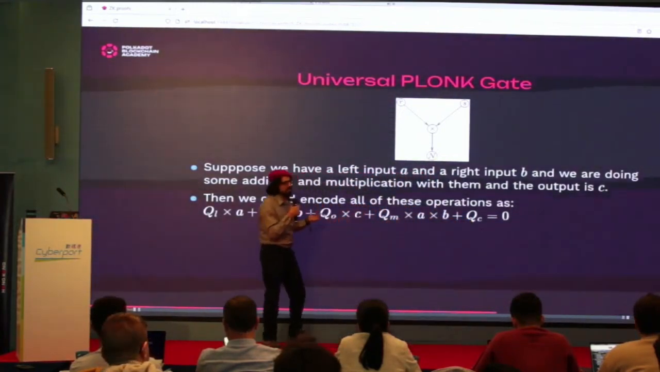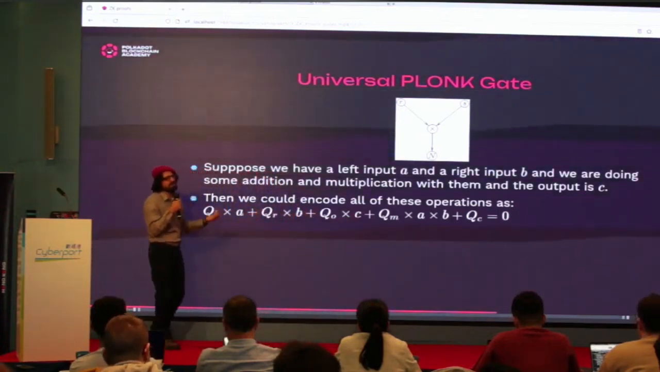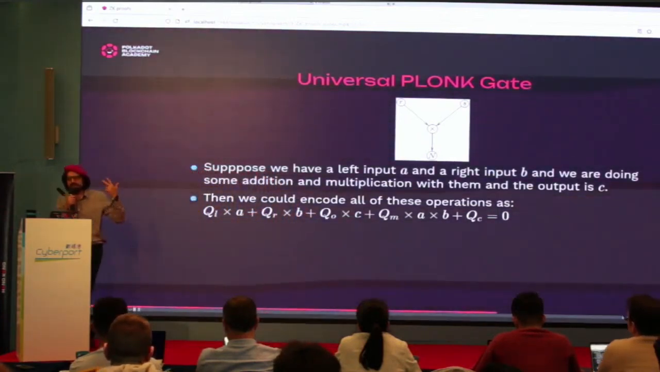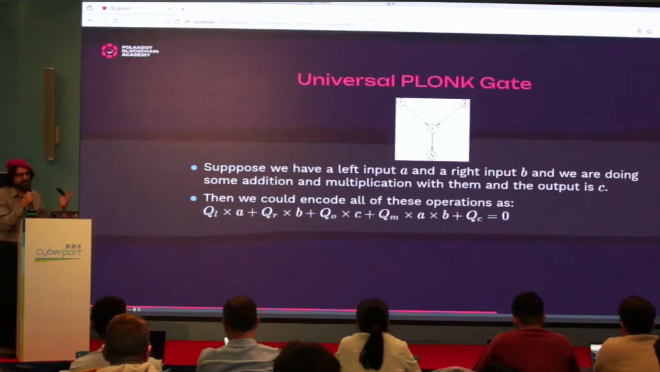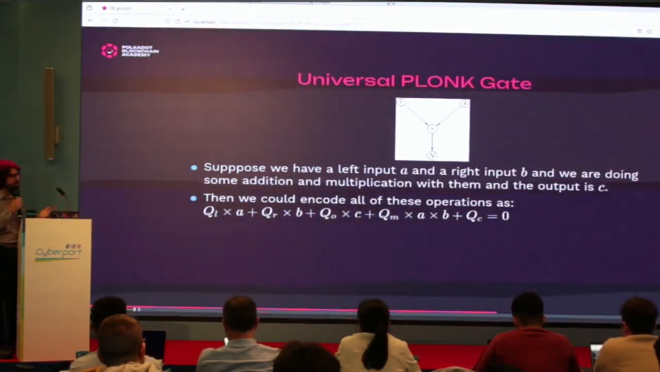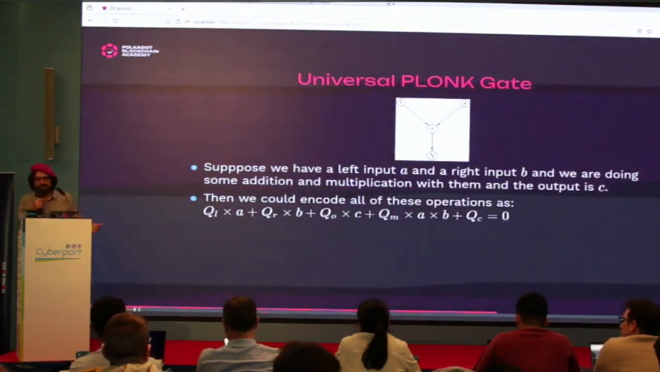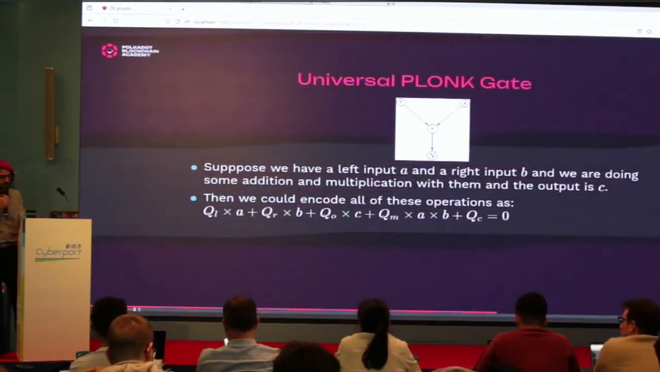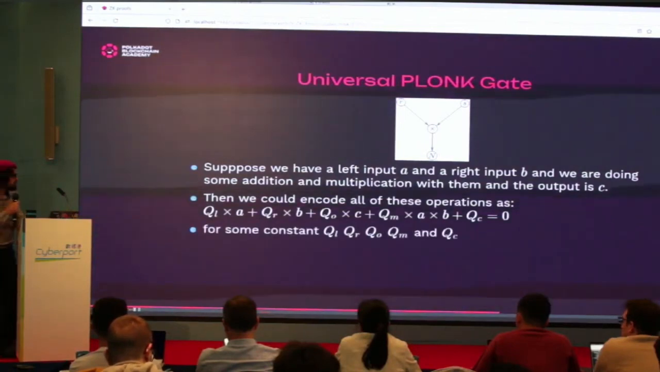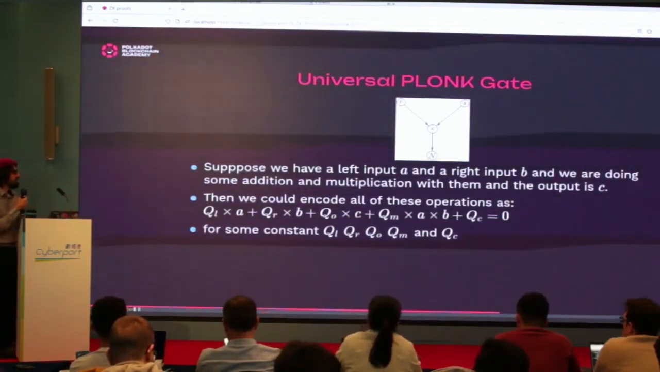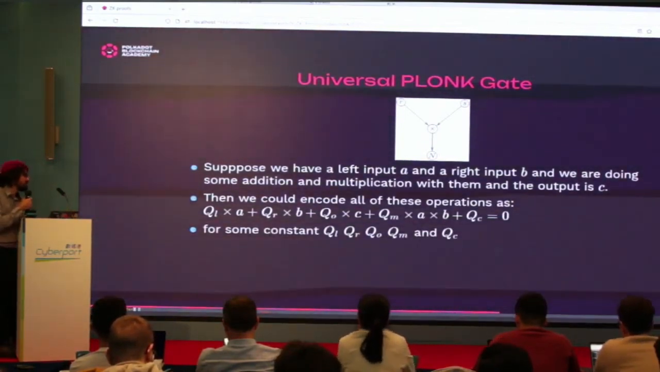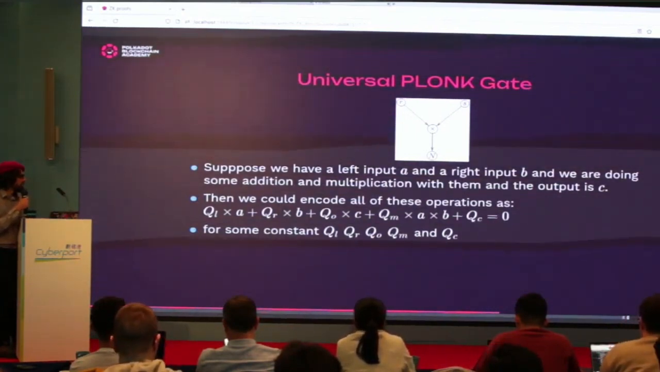So this is a scary equation, but the whole thing is that I can represent multiplication with it and I can represent addition with it. And it's nice and I can repeat it all the time. And the fact computers like to repeat and iterate over the same thing helps my proof become simpler. So these are the constants QL, QR, QO, QC, and then A, B, C are the input and output.